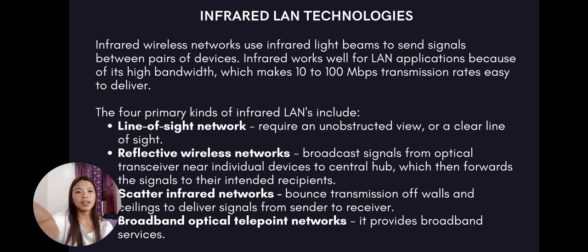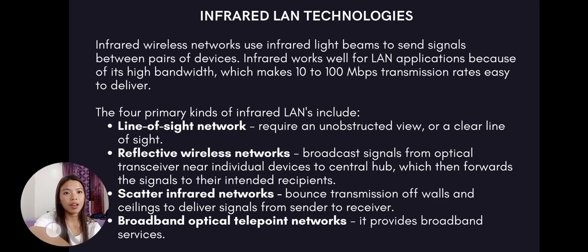So infrared wireless networks use infrared light beams to send signals between pairs of devices. Infrared works well for LAN applications because of its high bandwidth, which makes 10 to 100 Mbps transmission rates easy to deliver. The four primary kinds of infrared LANs include, first, line of sight networks.